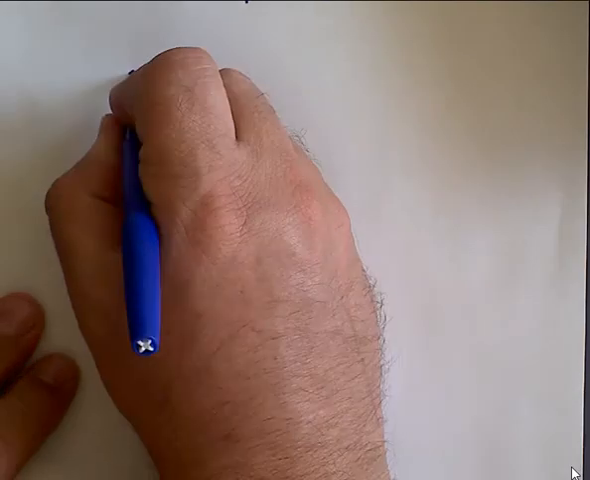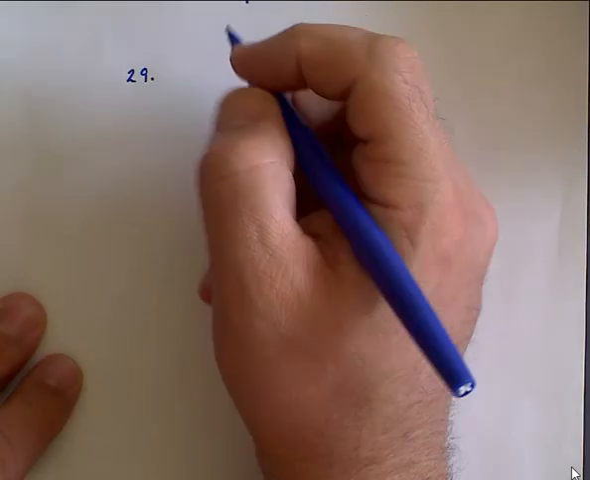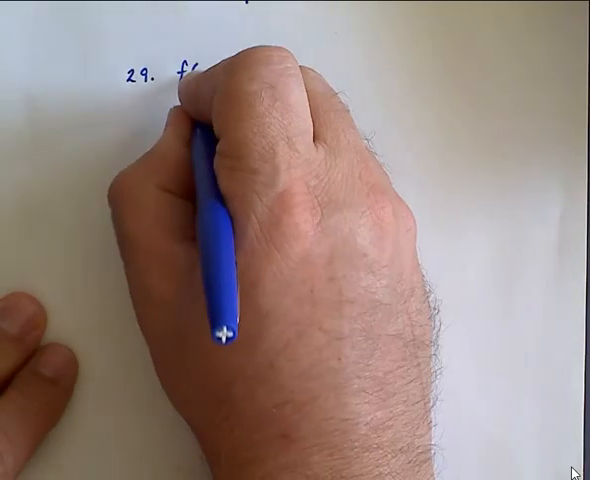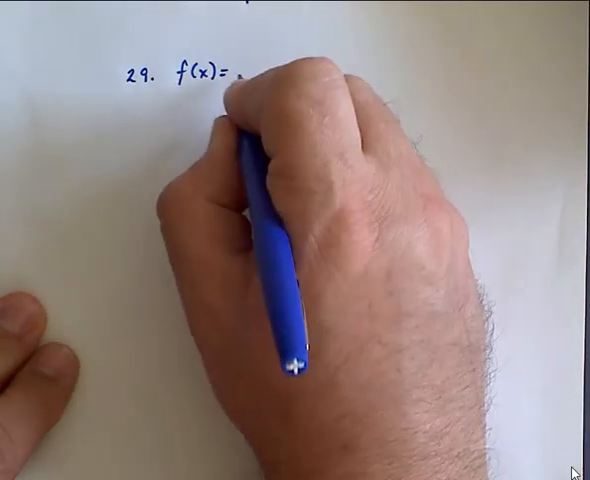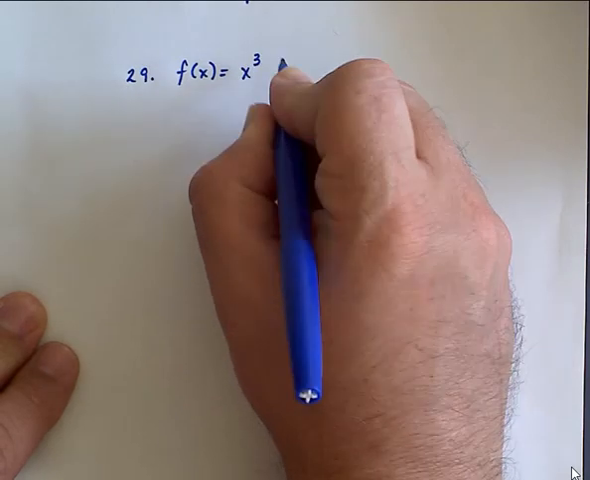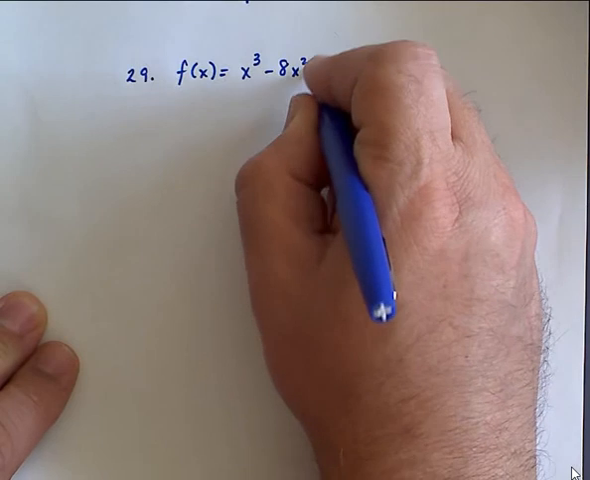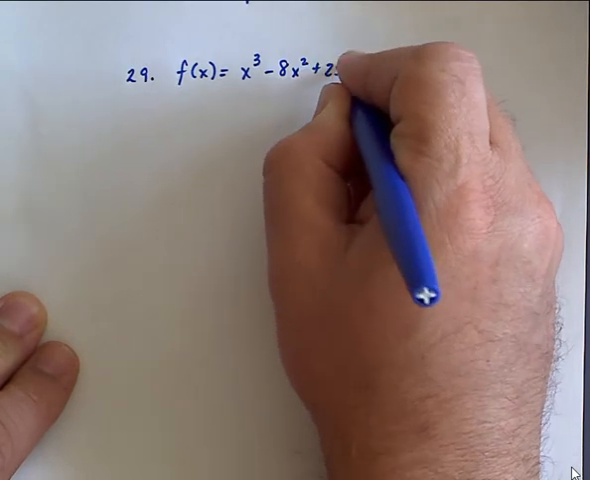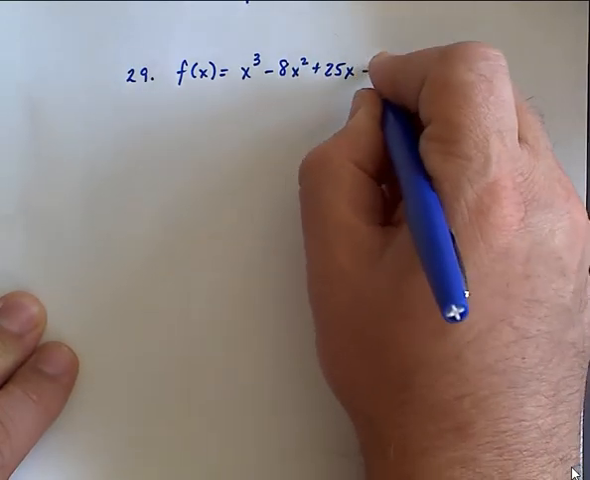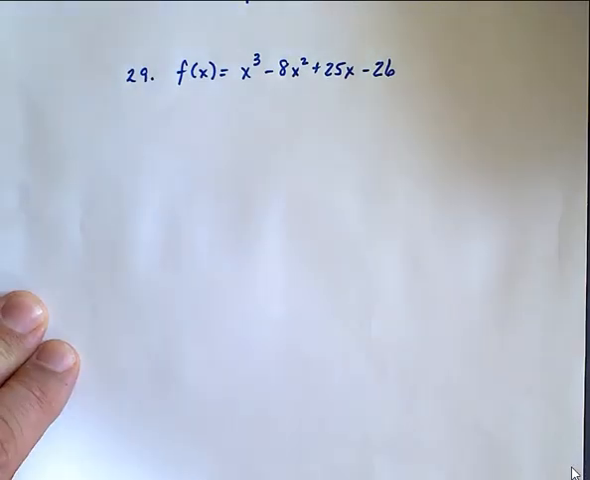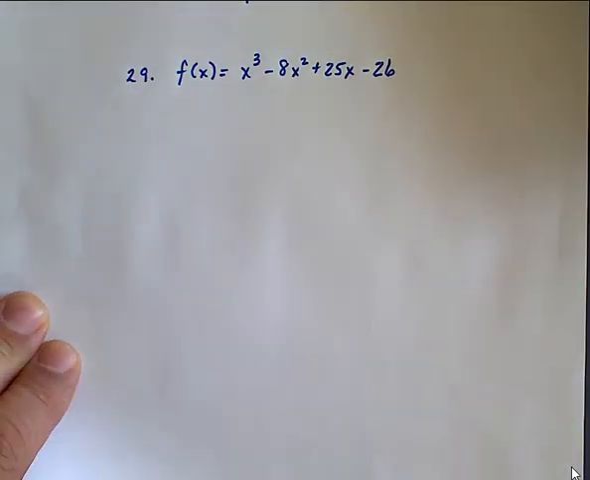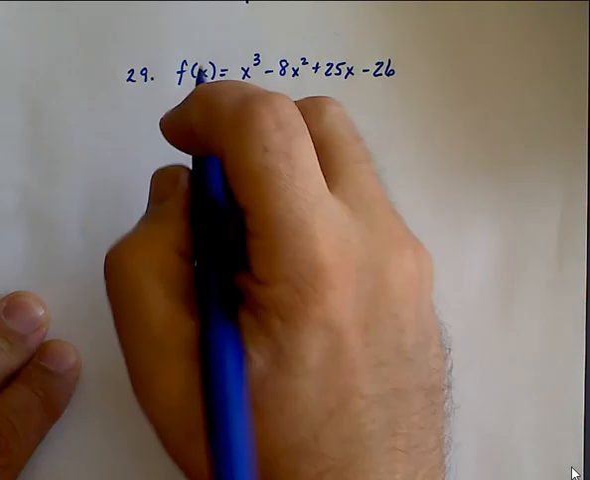On number 29, I've got f of x equals x to the third minus 8x squared plus 25x minus 26. I want to start by doing my list of possible rational zeros.